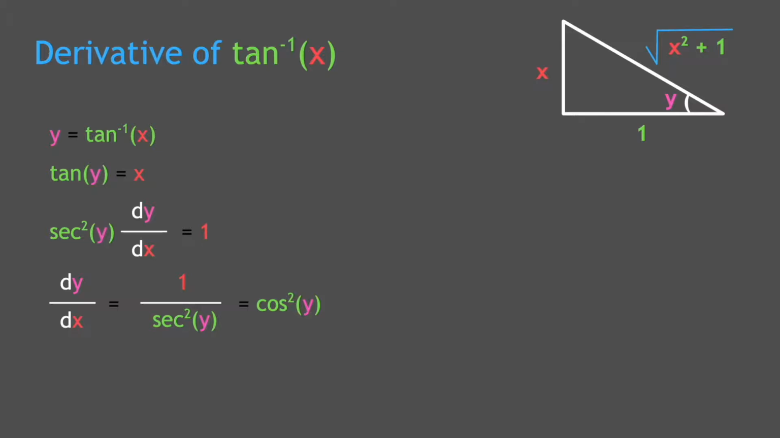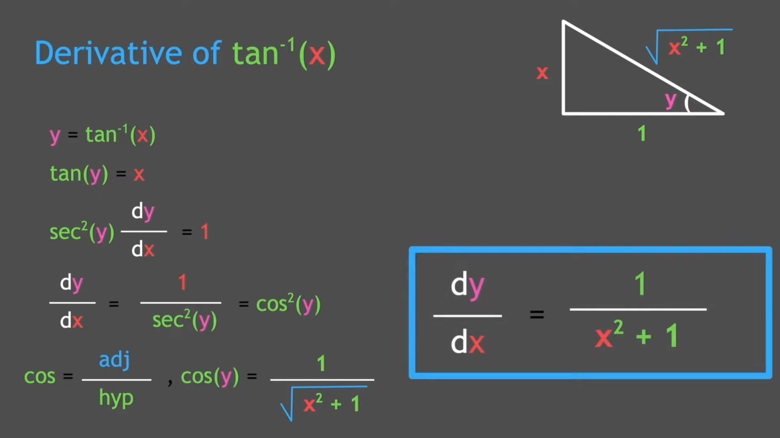So from here, we know that the cosine is equal to the adjacent side divided by the hypotenuse side. So for our triangle, this is going to be the cosine of y being equal to 1 over the square root of x squared plus 1. And to bring things together, we have that dy over dx is equal to 1 over x squared plus 1.